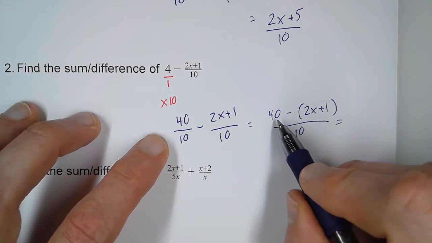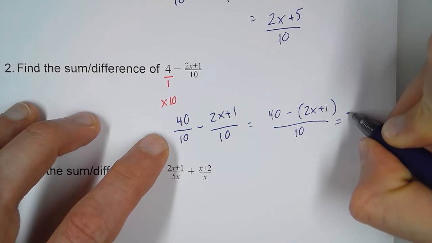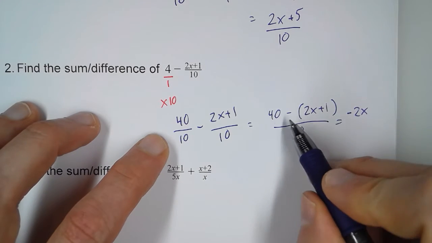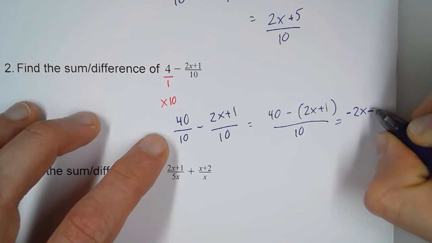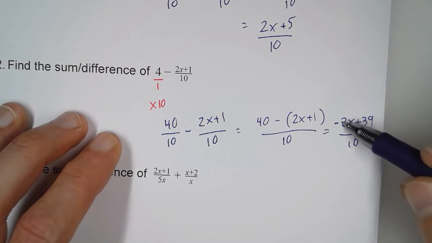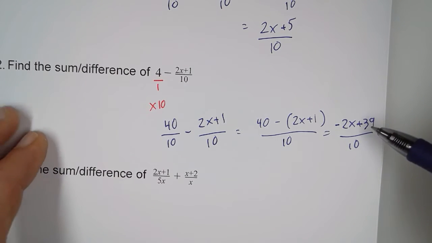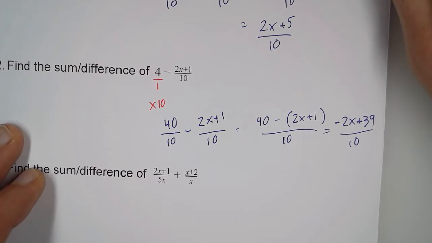Now, this doesn't have an x term, but we are subtracting 2x. So that means we have negative 2x, and then 40 minus 1 is 39, over 10. Negative 2x and 39 have nothing in common, so we can't factor anything out of the numerator. So there's our simplified answer for number 2.